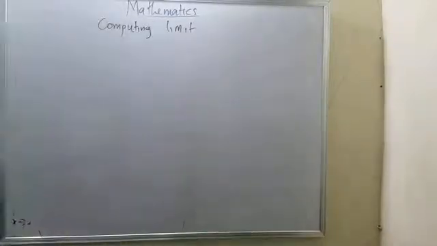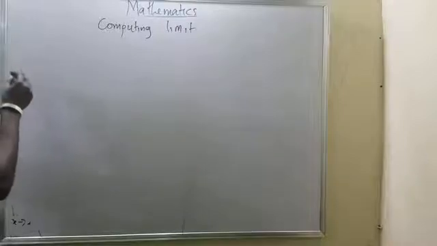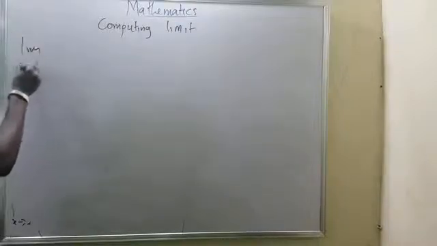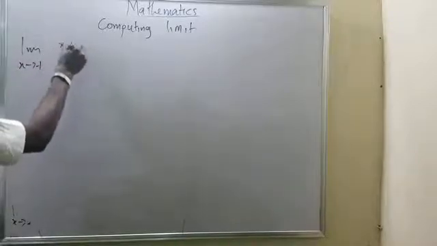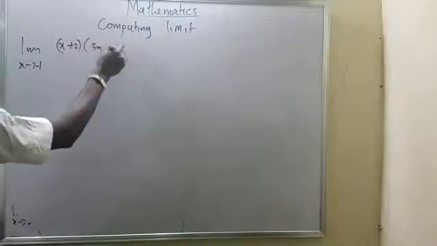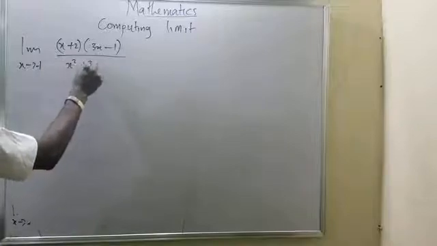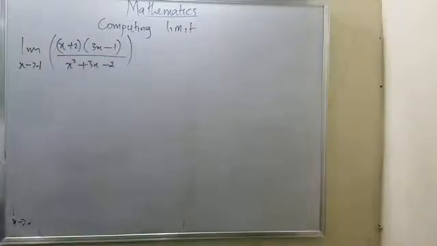The second one, also, let me just move on to another problem that can also be of help to us. Now, for instance, I have this type of limit. Limit x tends to minus 1 of x plus 2 times 3x minus 1 divided by x squared plus 3x minus 2. I want to take the limit of this function.